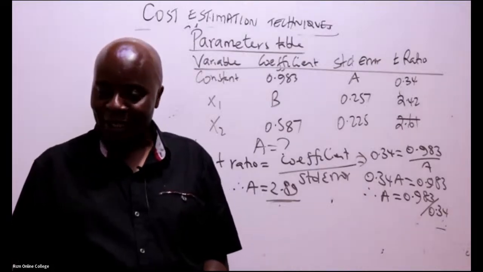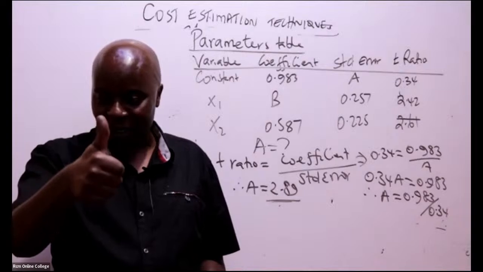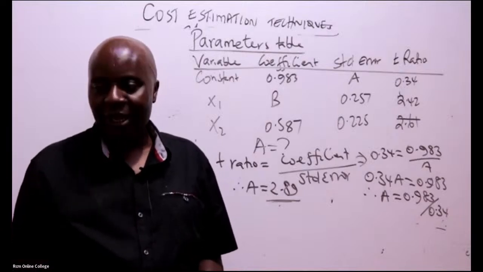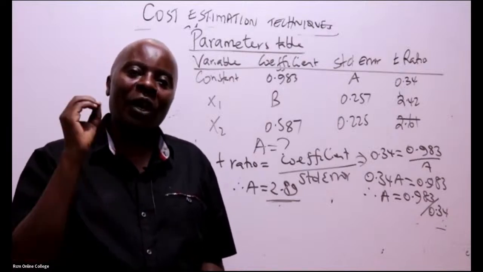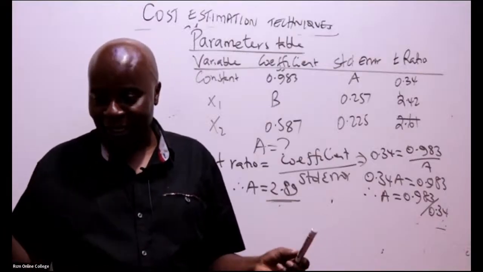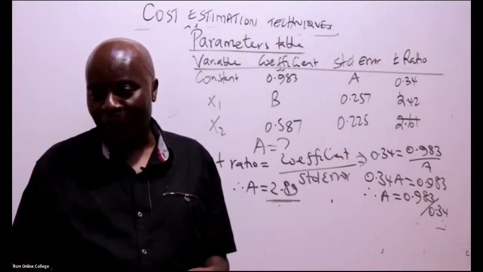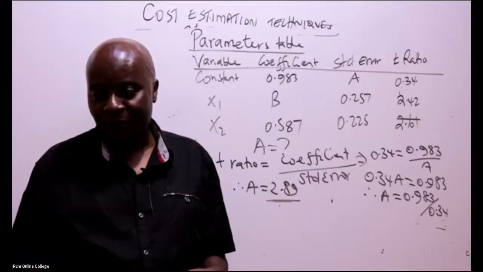So is that okay? Or is there anybody who has a question? Is this okay, how we have gotten A? Yes. Then can you kindly go ahead and give me the value of B now on your own? Try, even if you don't get it. You can see where B is. So go ahead and get the value of B.